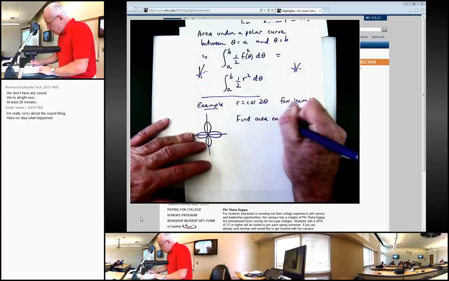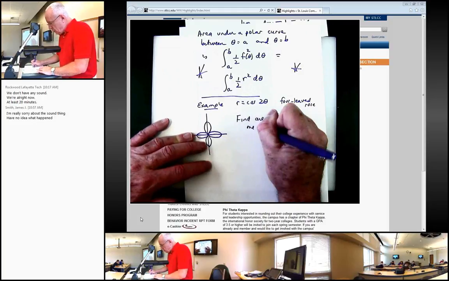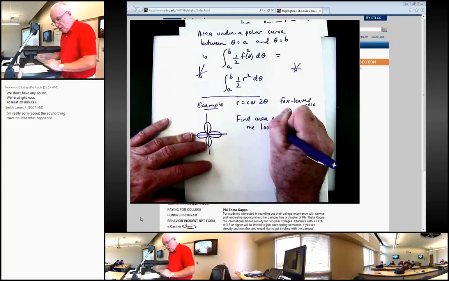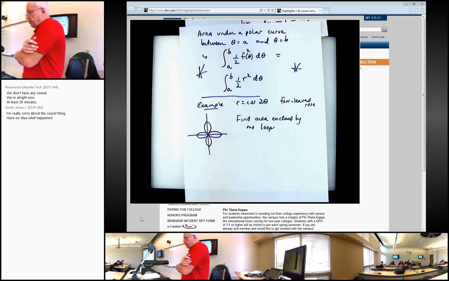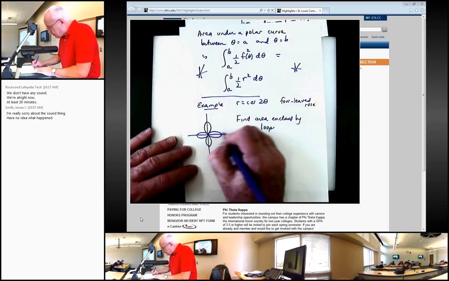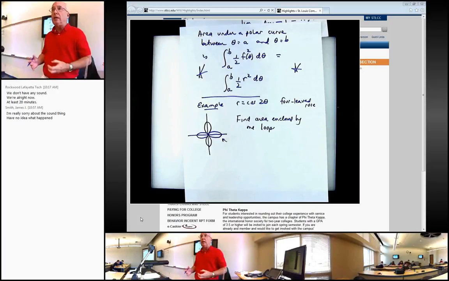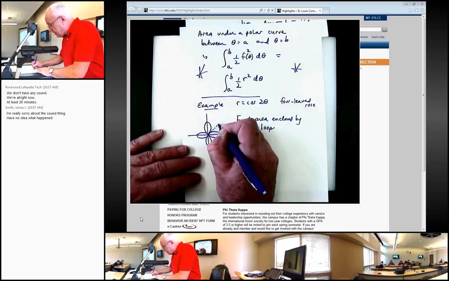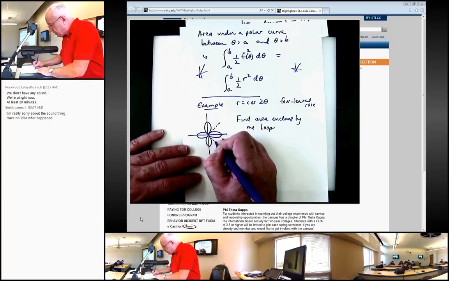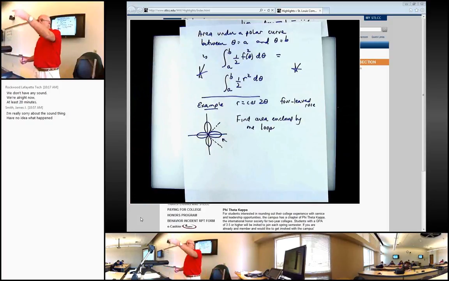Find the area enclosed by one loop. All right, so let's use this loop right here. It doesn't matter, they're all going to have the same area. They're all identical that way. We need to find out what our limits of integration are. In other words, what's my angle down below and what's my angle up above?